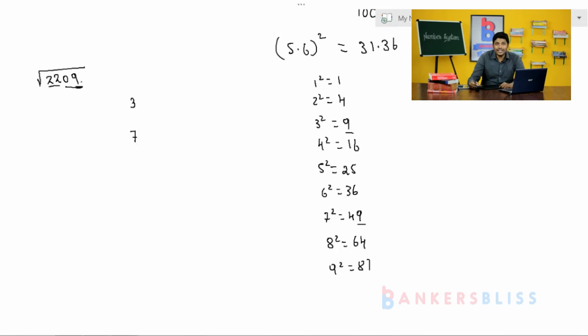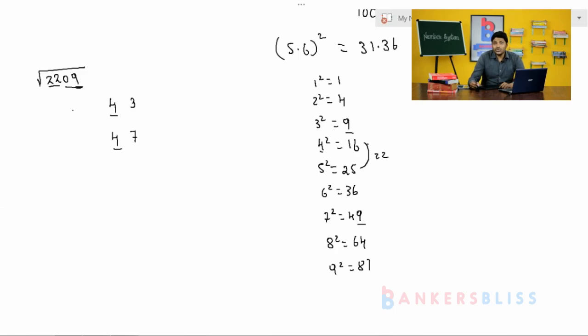Next, 22. 22 comes between what two numbers? See here, between 4 square and 5 square, the 22 is going to come. Means the answer should be 43 or 47. But how to decide whether it is 43 or 47? We have identified the 10th digit. The 10th digit is 4 because 22 comes between 16 and 25. So, the lesser number is 16. The root of 16 is 4. So, I have to consider 4.